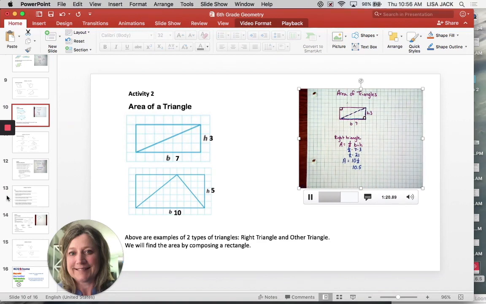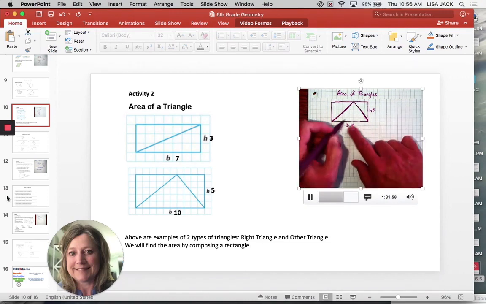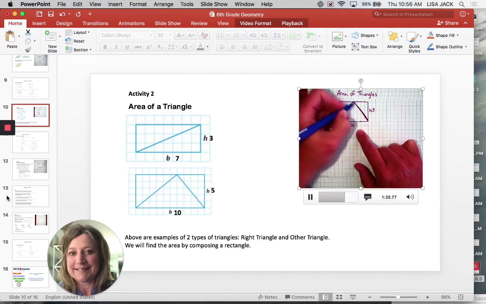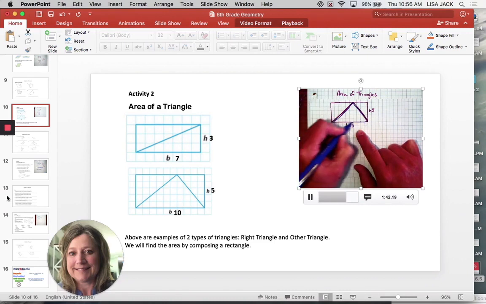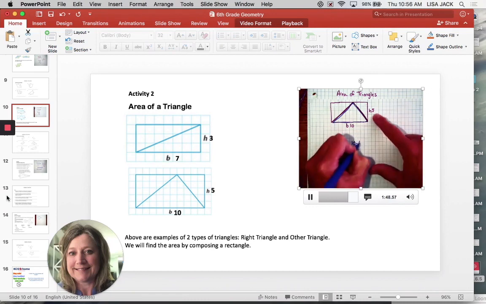Now, let's go on to one that's not a right triangle. This has no right angles in it. I'll try to do it in another color so you can see it. So this is the triangle right here. The base is 10, and the height is 5.